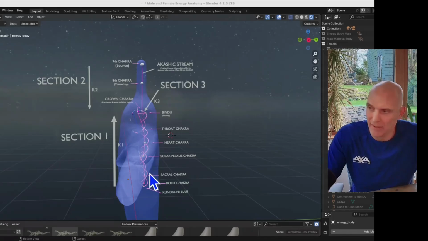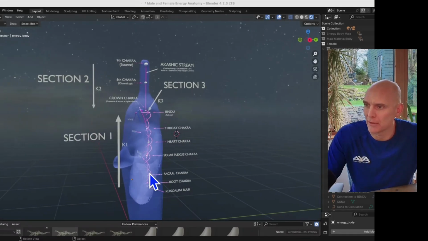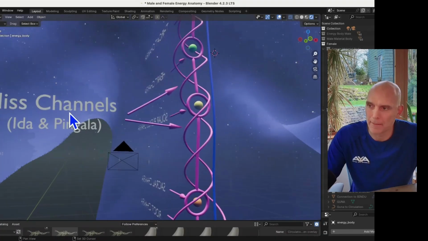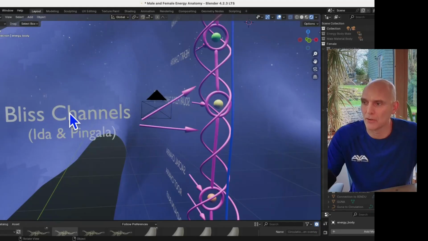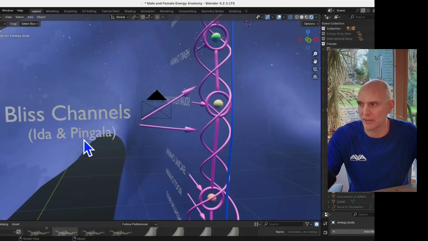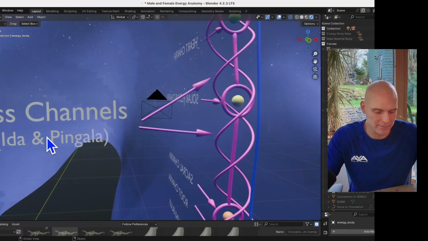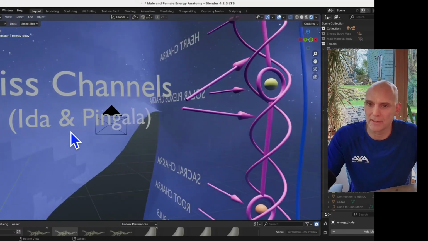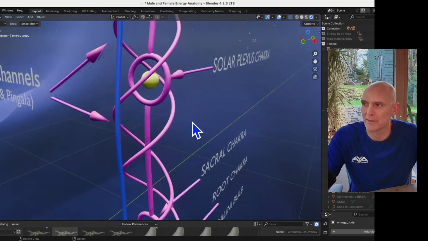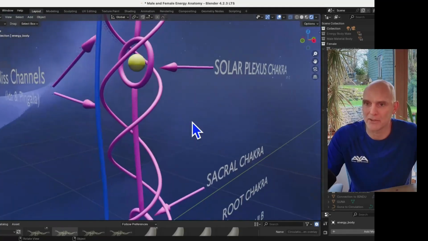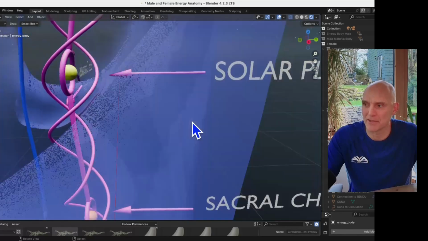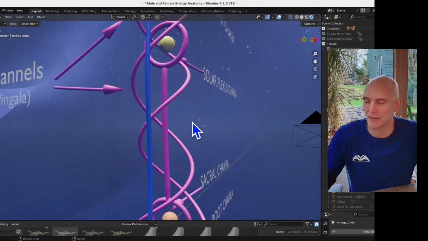Okay, so there are a few more things to finish off with in the Kundalini system. First of all, bliss channels. Now, these are very well known. Whenever you Google Kundalini, you will get a picture of the central spinal channel, but also these two vessels called Ida and Pingala. And that is this classic double helix shape around the central spinal channel. This is almost the most famous thing about Kundalini, maybe after the coiled serpent thing.